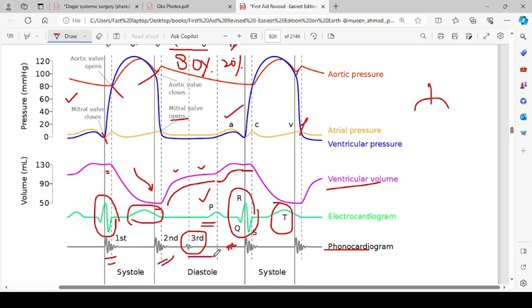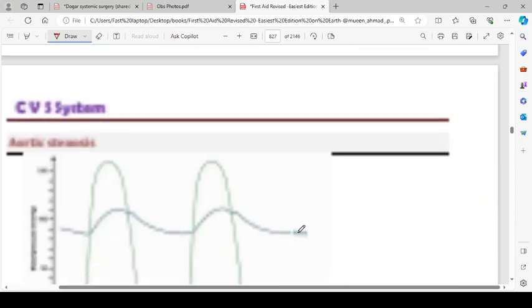The third and fourth sounds are present in diastole. The fourth sound corresponds with atrial contraction if there is some sort of diastolic failure of the heart. The third sound corresponds with systolic failure, when the left ventricle is already filled enough, and when the mitral valve opens, due to the passive flow of blood there is a flushing sound. That is the third heart sound. So these are the locations of the sounds. I hope this diagram is clear to you.